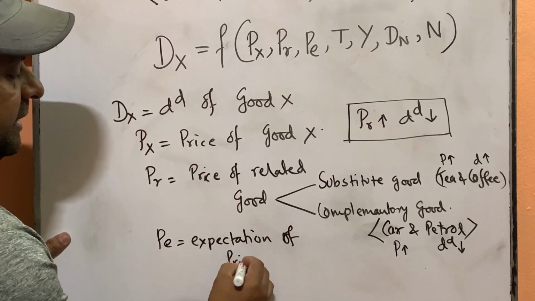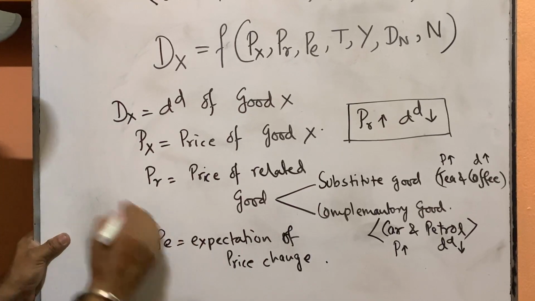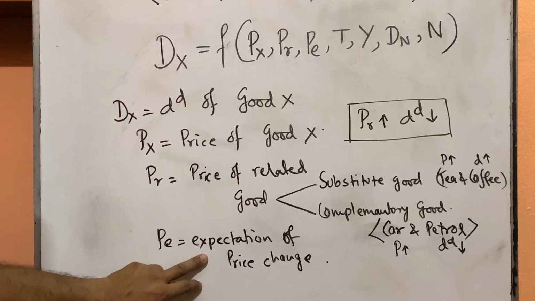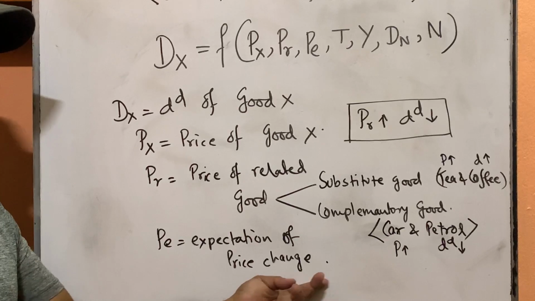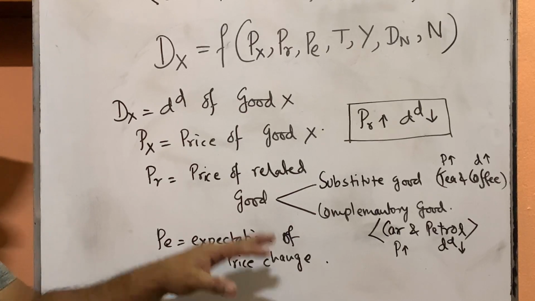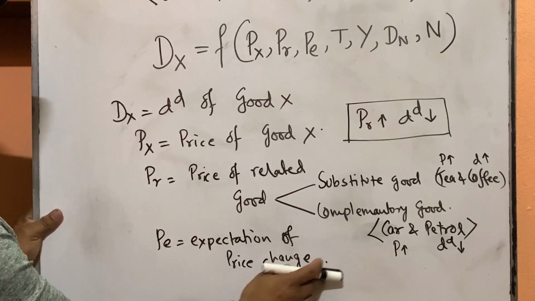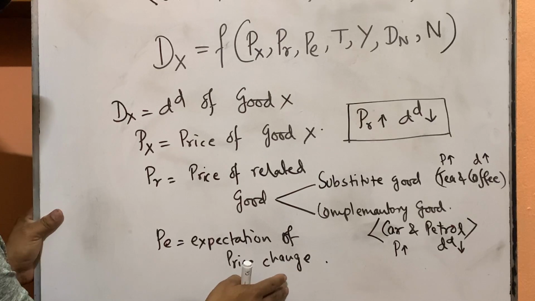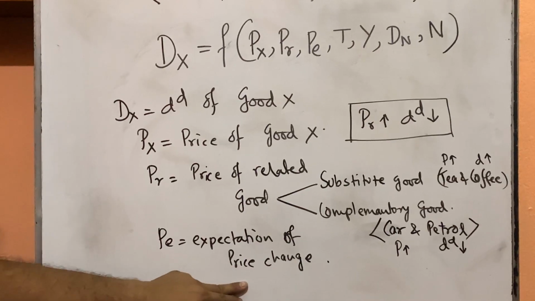Price change in the near future. Near future means within a few weeks or within one month, if there is a chance of price change, this is expectation. If a consumer can expect the price will rise in the near future, his present demand will also increase. Because of the expected price rise, you will not wait one or two months until the price rises.